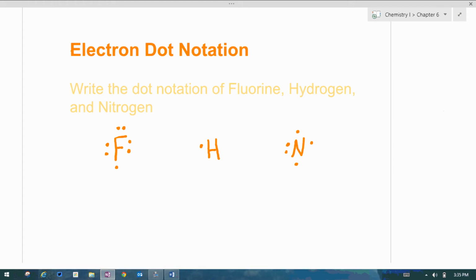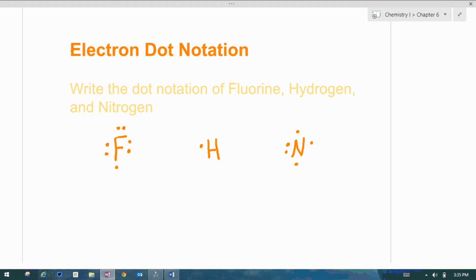And that, in essence, is electron dot notation. So hopefully you got yours correct. If you have any questions, please do feel free to email me, and I will be checking my email throughout the day today, and I'll get back to you as soon as I can and answer any of those questions.